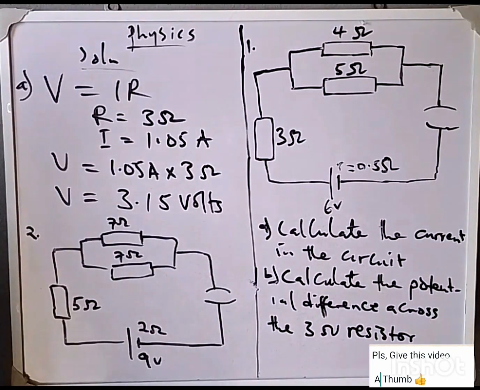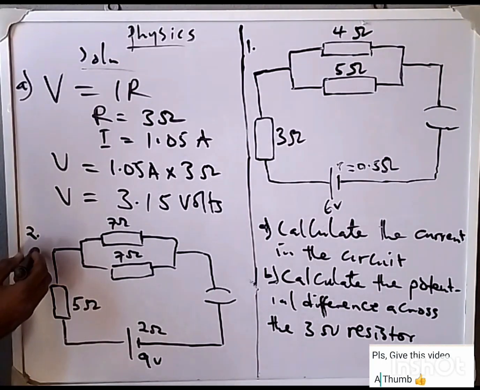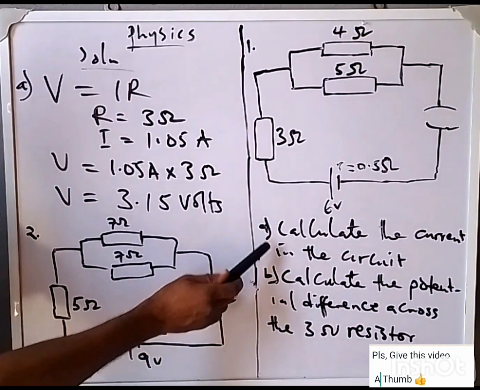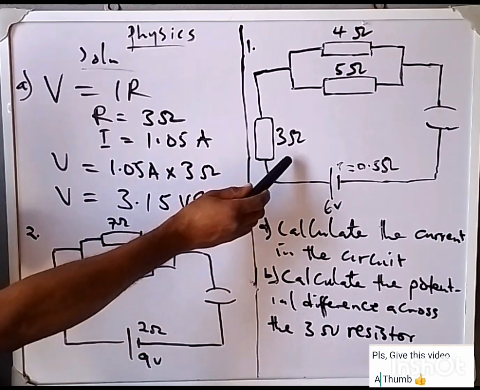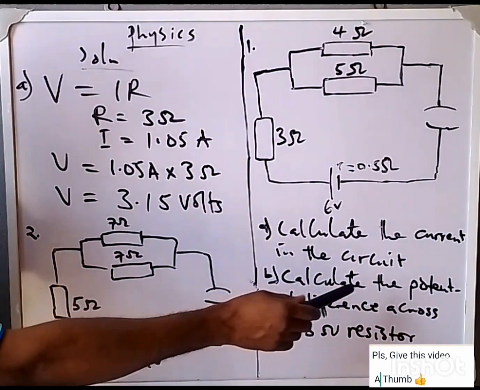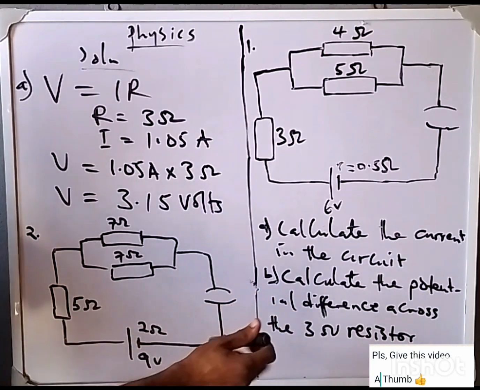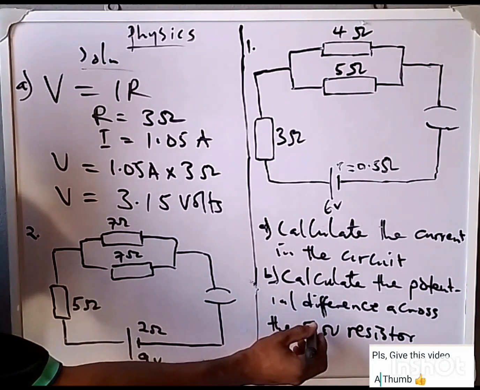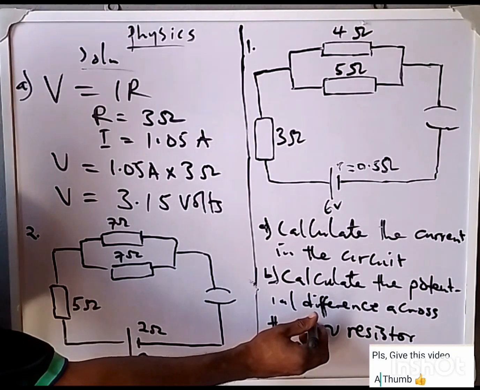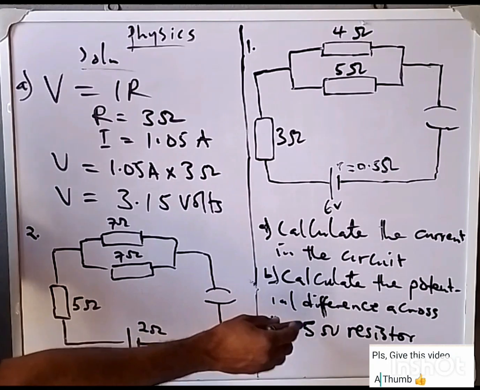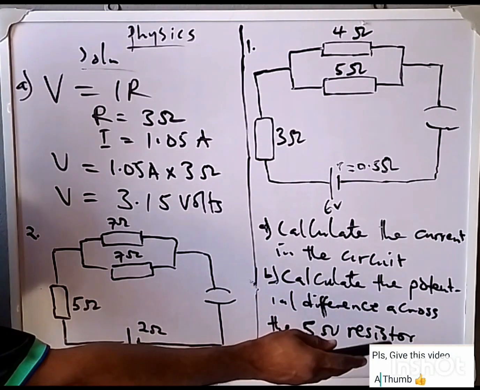I want you to attempt question 2. In question 2, you make use of these two questions we have used for this diagram. You calculate the current in the circuit, then calculate the potential difference across, instead of 3, 5. You can see that the question has changed because the diagram is not the same again. So you calculate the potential difference across the 5 ohm resistor.